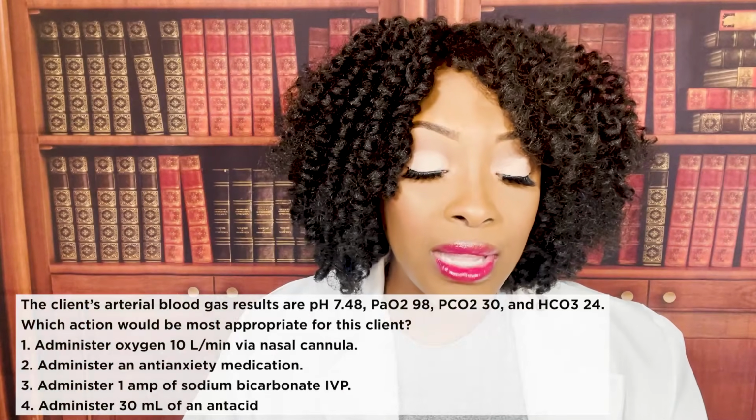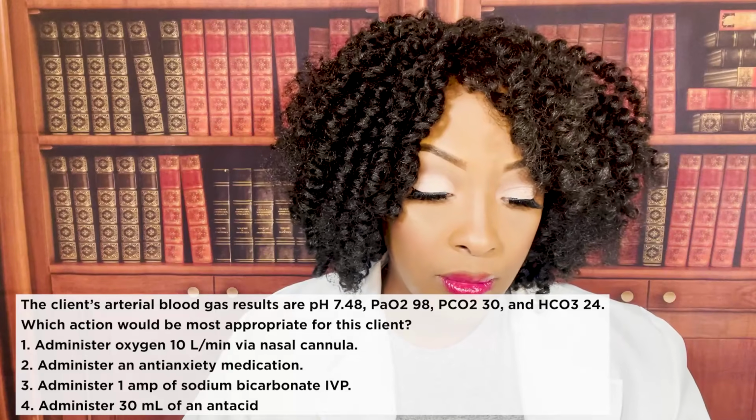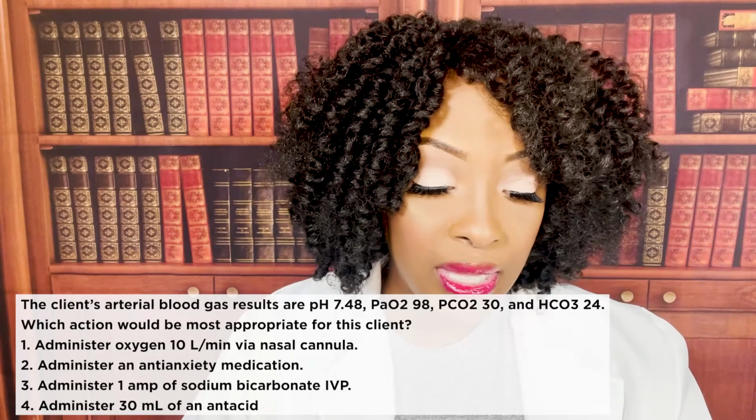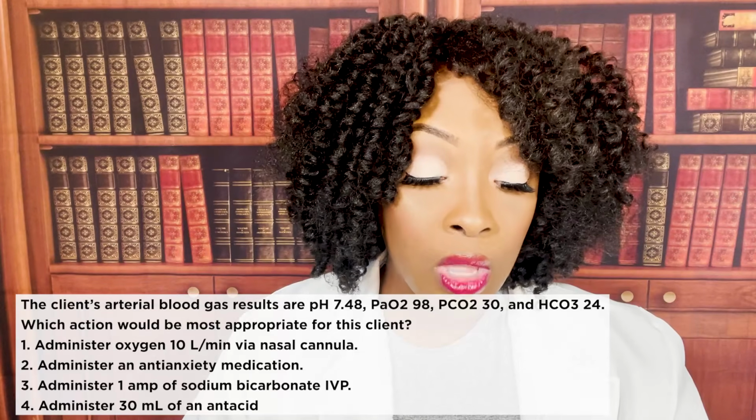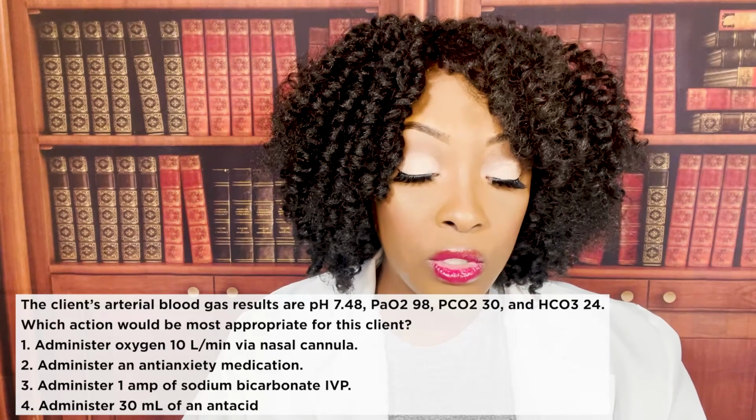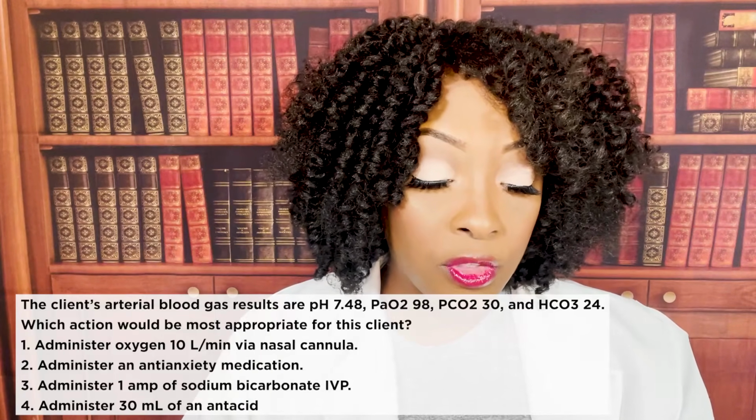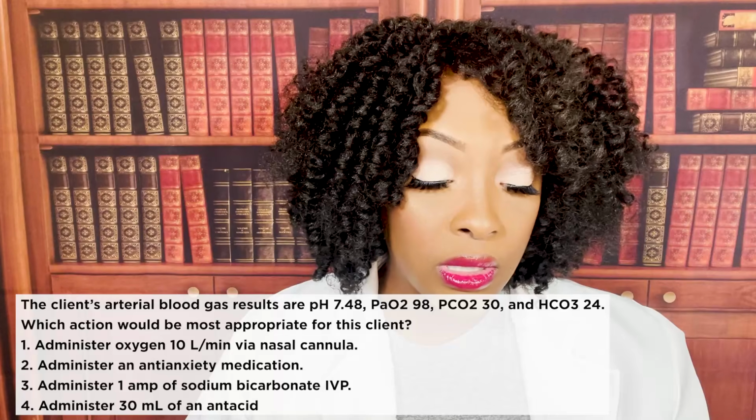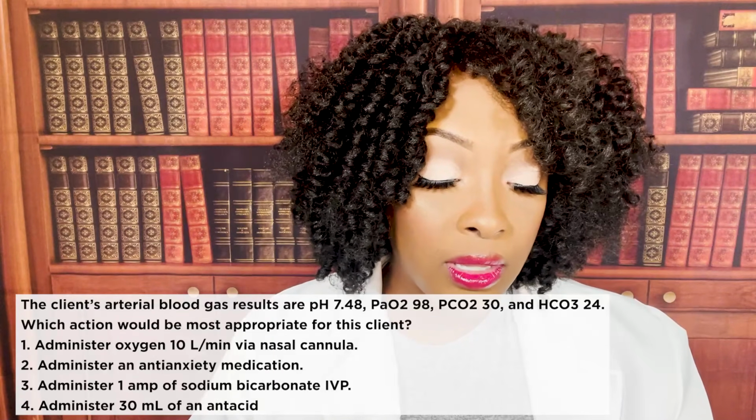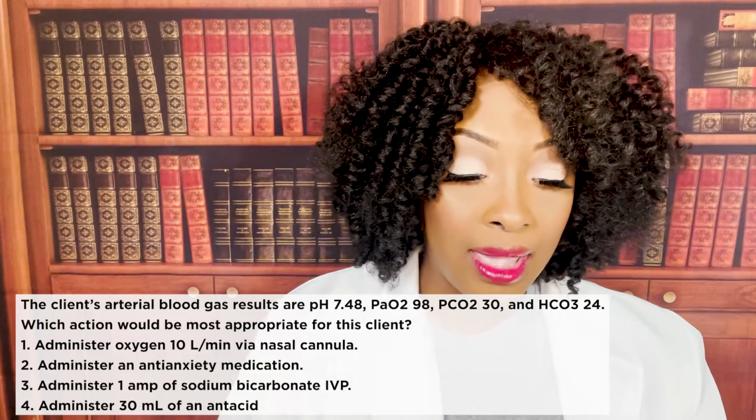The client's arterial blood gases are the pH. Where am I? Sorry, guys. I lost where I was. The pH is 7.48. The partial pressure of oxygen is 98. The PCO2 is 30. And the bicarb is 24. Which action would be most appropriate for this client? 1, give 10 liters of oxygen. 2, administer anti-anxiety med. 3, give 1 amp of sodium bicarb. Or 4, administer 30 mLs of antacid.